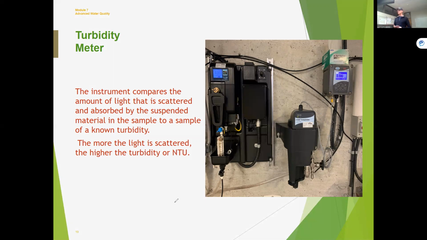Basically, the instrument compares the amount of light that is scattered and absorbed by the suspended material, right? That cloudiness. The more light that is scattered, the higher the turbidity. So let's take a look at how that looks here.